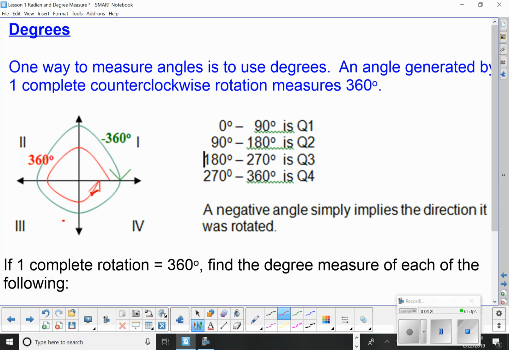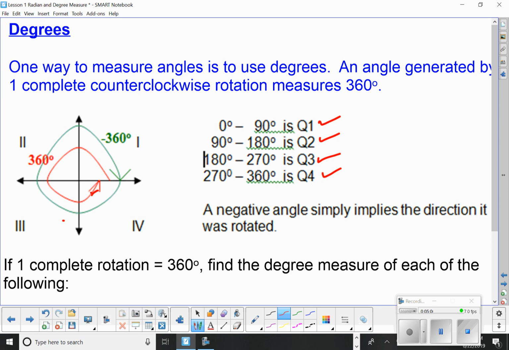All angles greater than 0 and less than 90 are in quadrant 1. All angles greater than 90 and less than 180 are quadrant 2. All angles greater than 180 and less than 270 are in quadrant 3. All angles greater than 270 and less than 360 are in quadrant 4. A negative angle simply implies the direction it was rotated. Now, you've got to realize that when you go the reverse, 0 to -90 is in quadrant 4.